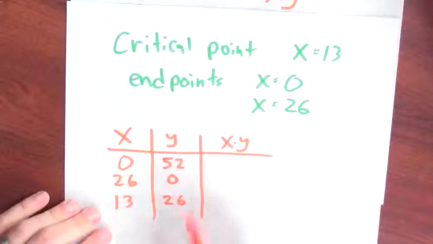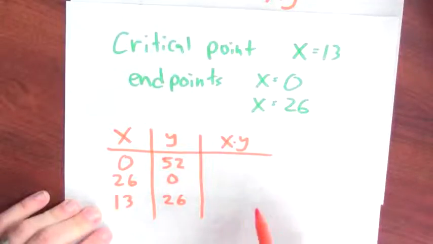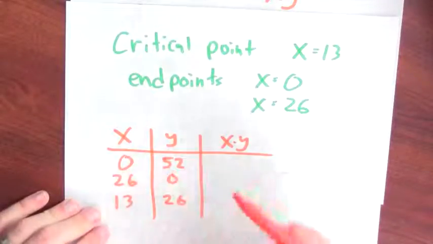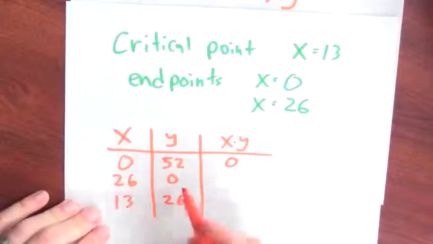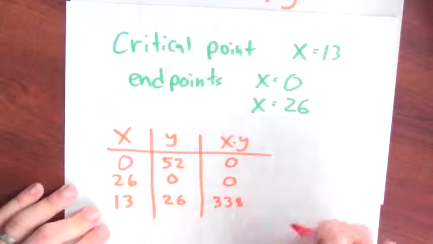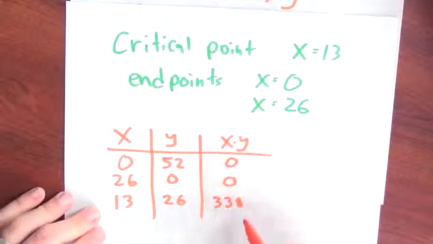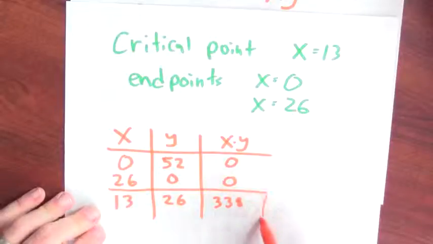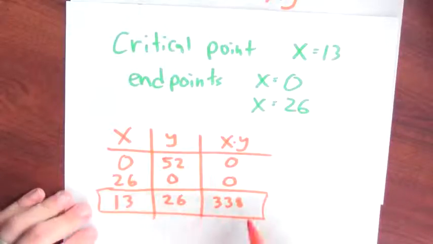Now, in each of these 3 cases, I can figure out what the area of the resulting sheep pen would be. 0 times 52 is just 0, and 26 times 0 is also 0. 13 times 26 is 338. So here, this is the best choice for my sheep pen. This isn't just a great calculation. I hope that intuitively this method really makes sense.